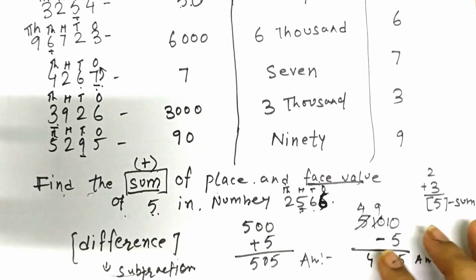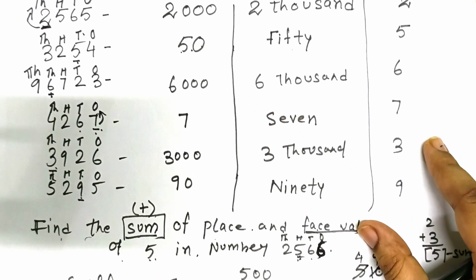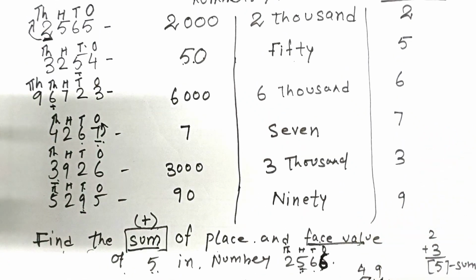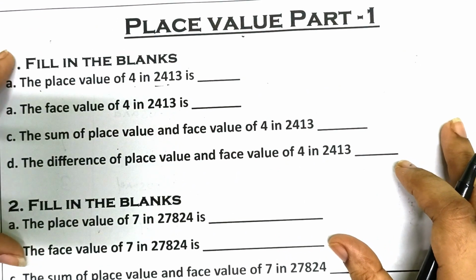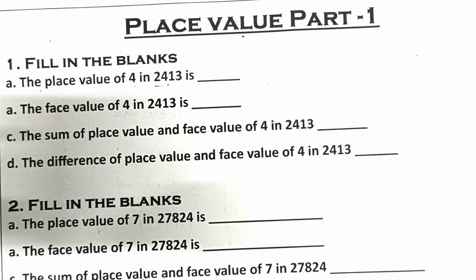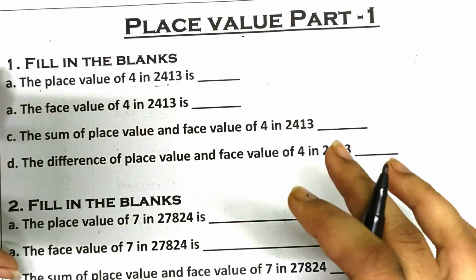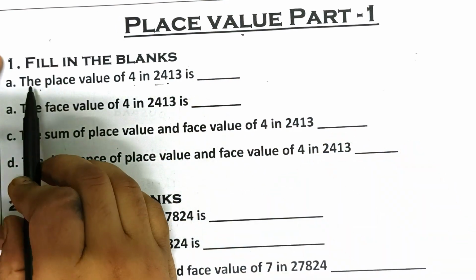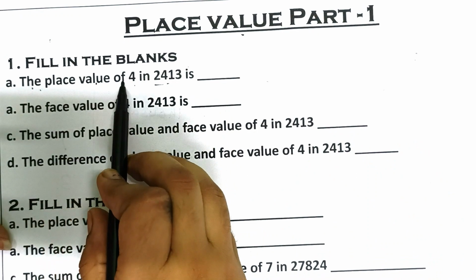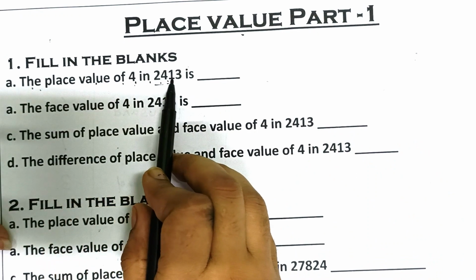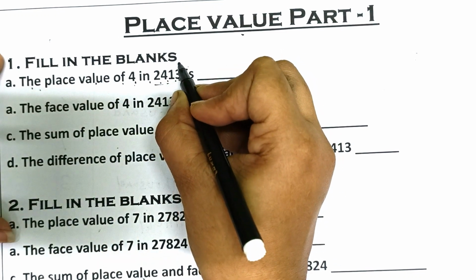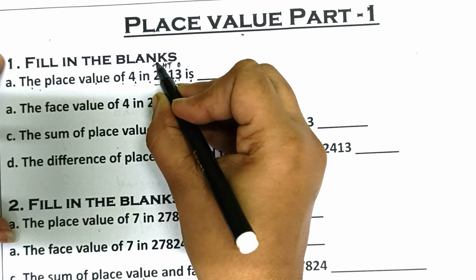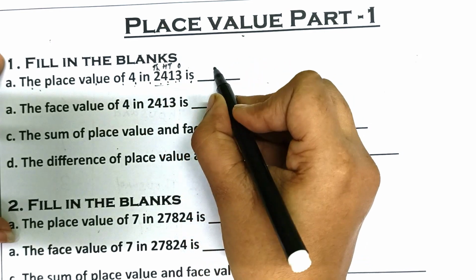Clear? I hope this concept is clear to you. So now let's go back to our exercise. Okay, now see, same concept, and the questions based on the concept which I have recently discussed are given here. So now let's discuss this. The place value of 4 in 2413 is, okay, so place value. I'm writing it here: ones, tens, 100, and then 1000. So the place value of 4 is 400.